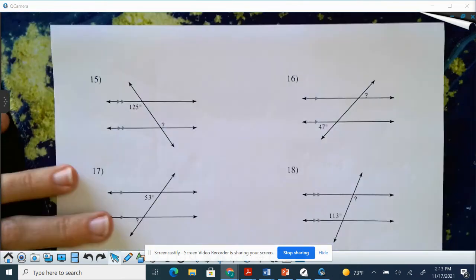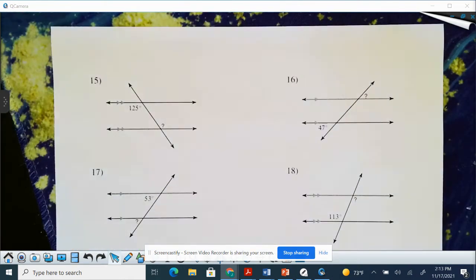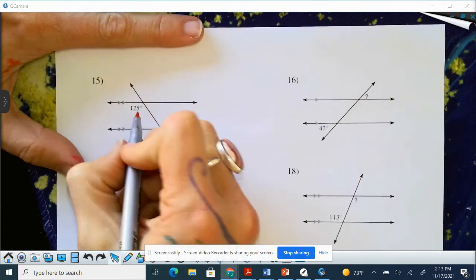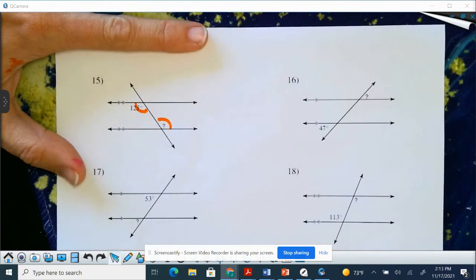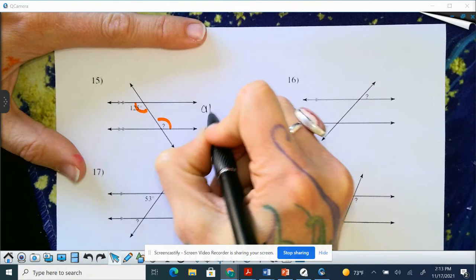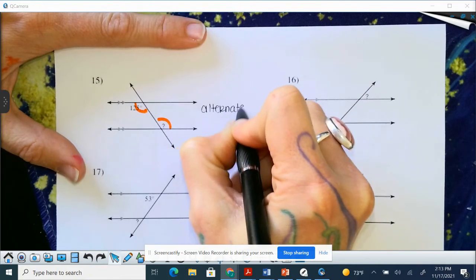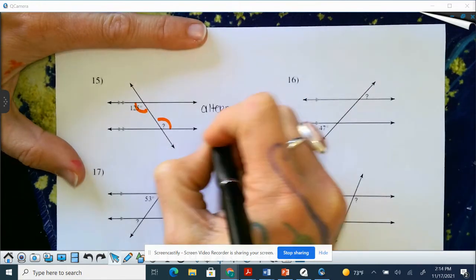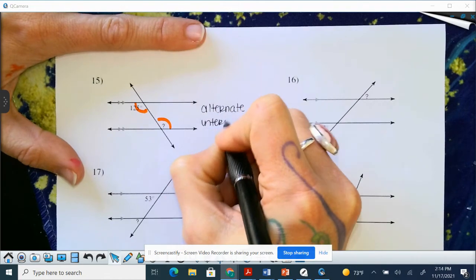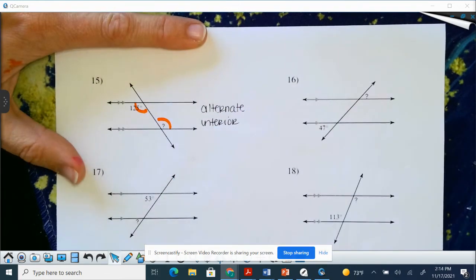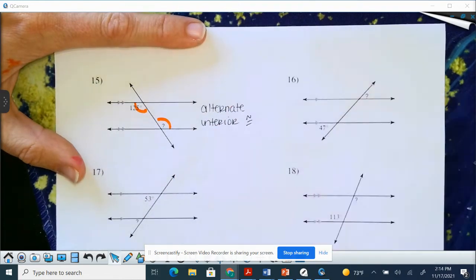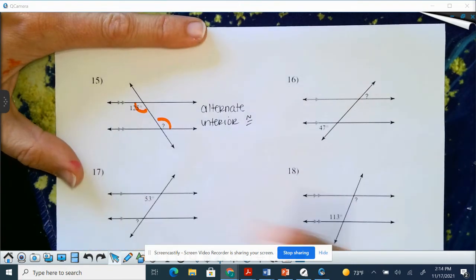Look at number 15. So along the transversal, we have an angle here and along here. So that means it is alternating along the transversal. And they are on the inside. So that's alternate interior again. And alternate interior again are congruent. So we know those are congruent, which means since this is 125, then we know this is 125.